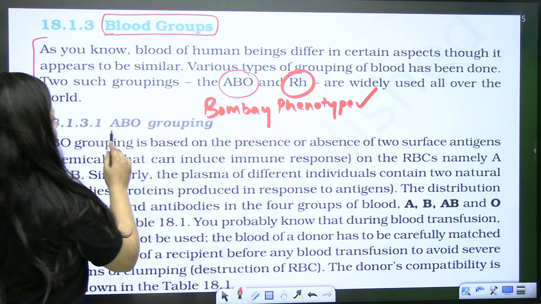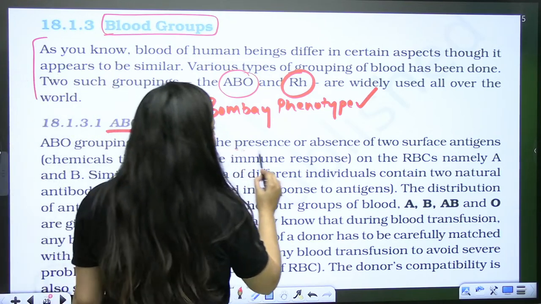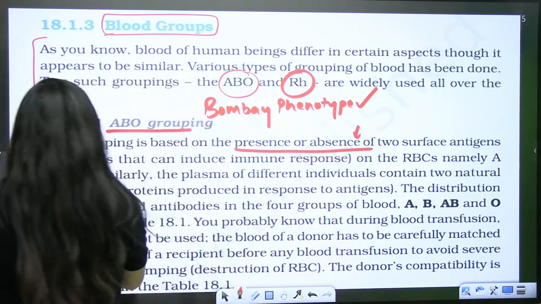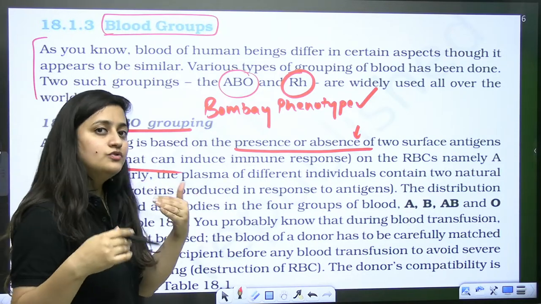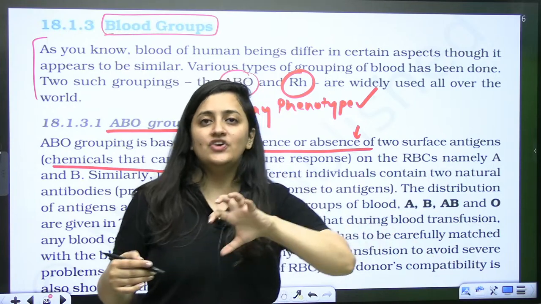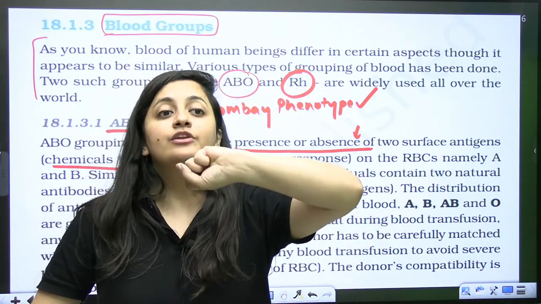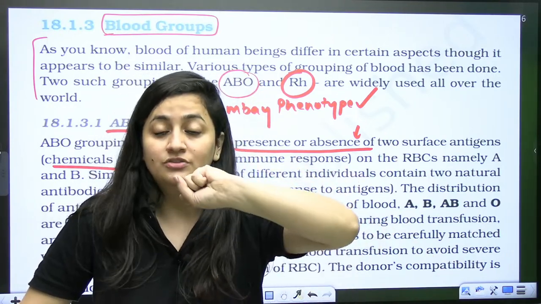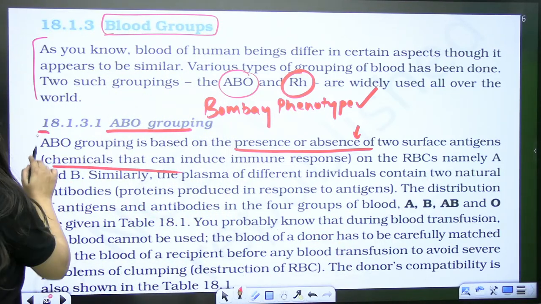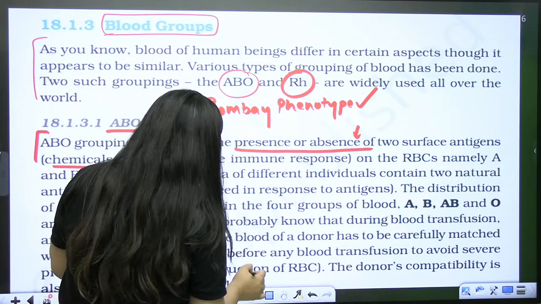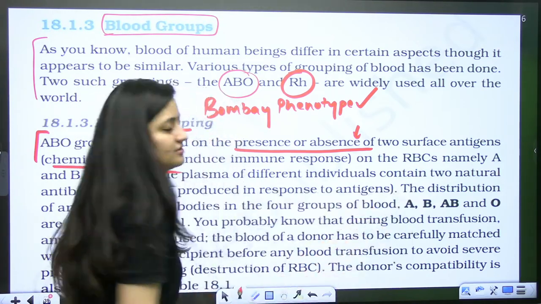Now come to this ABO blood grouping. It is based on the presence or absence of the surface antigens, and antigens are what? They are the chemicals that can induce immune response. Gen means to generate. They are going to generate the immune response, the antibody formation. Clear bache? So this is what you need to remember, that antigens are present on the RBC surface.